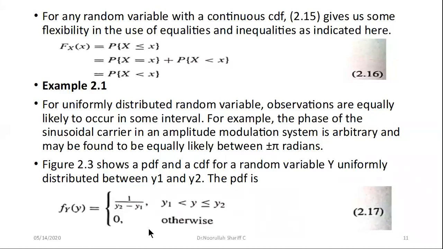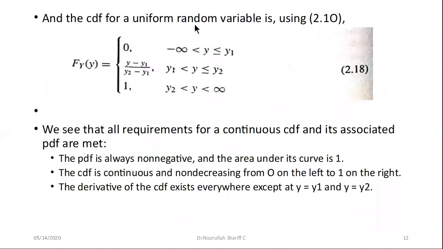So, the CDF for a uniform random variable, using 2.10, is this: F_Y(y) is equal to 0 for minus infinity less than y less than or equal to y1. From minus infinity to y1 it is 0. From y1 to y2 it is (y minus y1) divided by (y2 minus y1), and from y2 to infinity it will be the totality value, which is equal to 1. So if we see here, all the requirements for the continuous CDF and PDF are met over here.